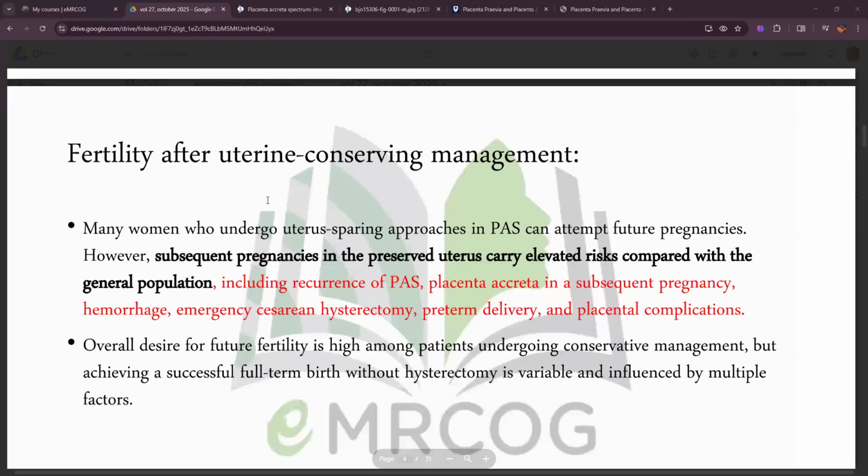If we are looking for a uterine conserving management, this woman is going to be fertile again or not. By the way, part 3, guys, try to wake up with me. Mainly, your patient is going to ask you, what is my future? If I'm having a placenta accreta right now, are you going to remove my womb, or are you going to preserve it, or what?